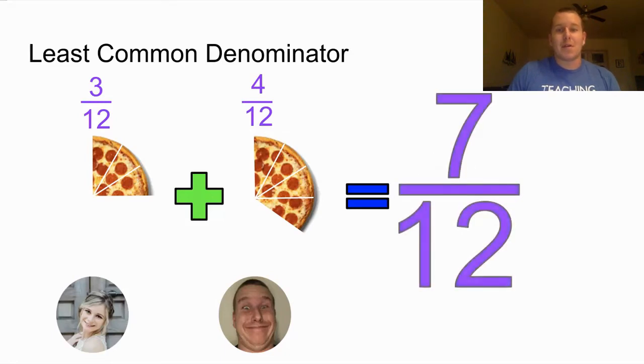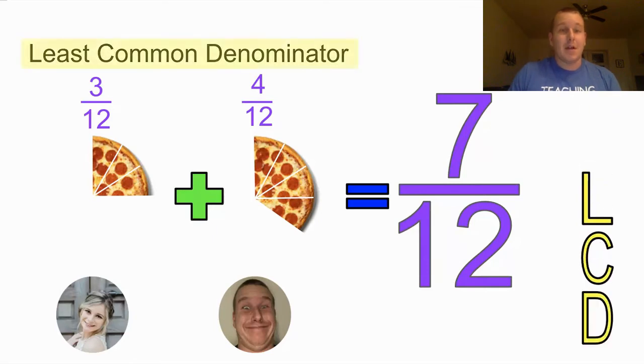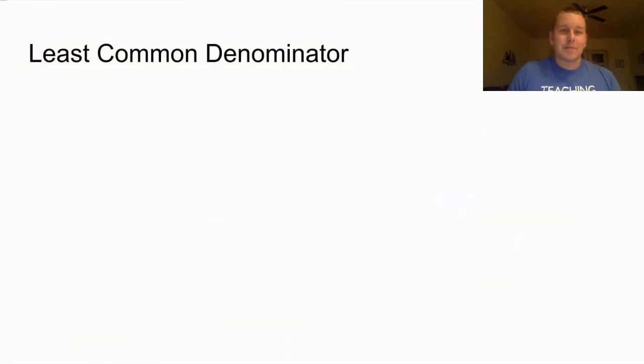Instead of that question mark, we've got 7/12, which makes sense that we ate a little over half of the pizza. So what we just did here is something called finding the LCD, which stands for least common denominator. Let's dive a little bit deeper into what this actually looks like.